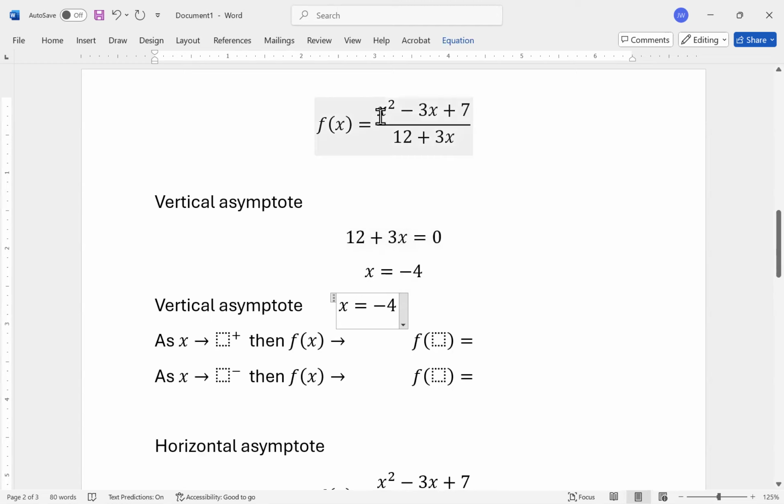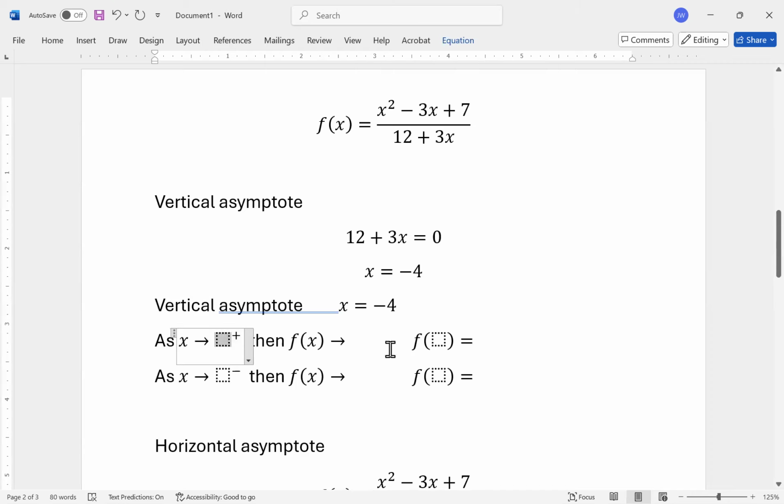Now I should check that by plugging it in, making sure that when you plug negative 4 into your numerator, it also doesn't give you 0. In this case, that is true. Negative 4 squared would give me a positive 16, minus 3 times negative 4, that's plus 12. 16 plus 12 plus 7 is definitely not 0. So vertical asymptote at x equals negative 4.